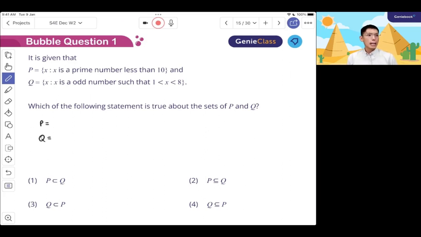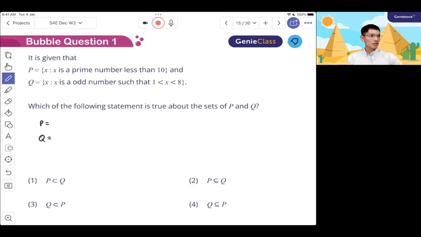Last 10 seconds roughly. I'm not rushing you all, so don't worry about it. Okay, last 5, 4, 3, 2, 1.